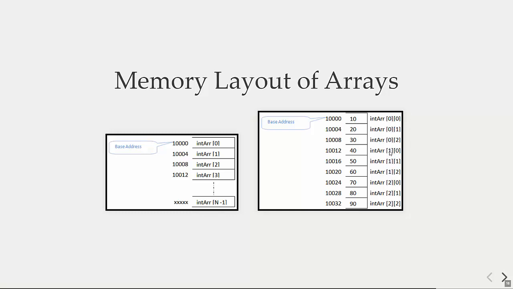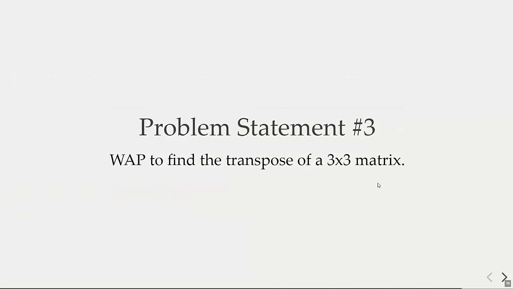That means second row, first column, then second row, second column, and second row, third column. Then the next elements will be third row, first column, third row, second column, and third row, third column. So if you look at this, this is how the memory is mapped onto our RAM when it is being executed by the user.